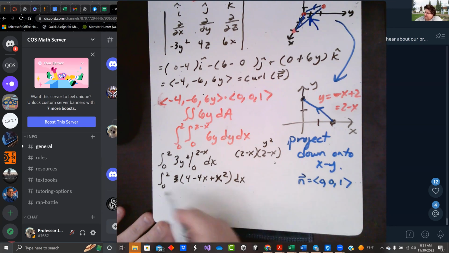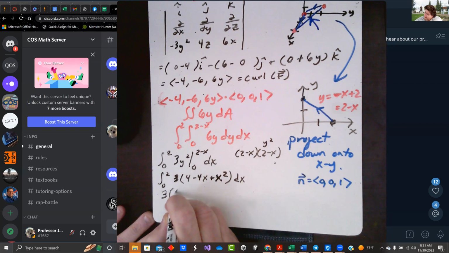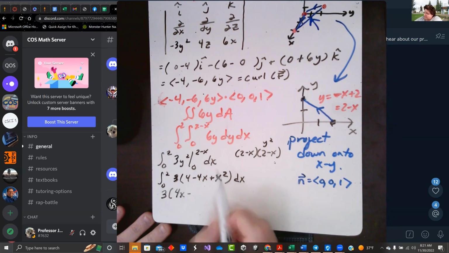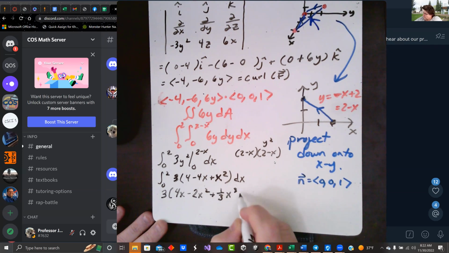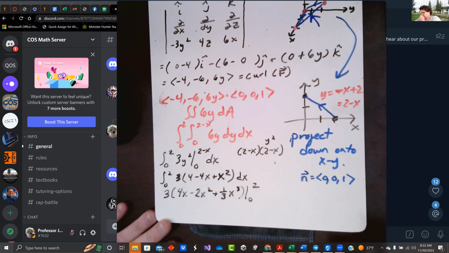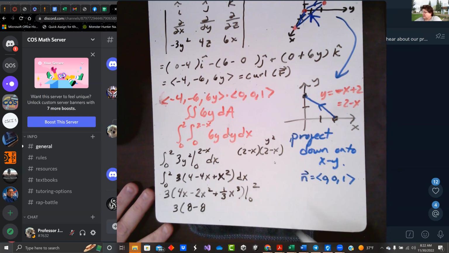I'm going to leave the 3 outside and just integrate so I don't need to write another line. We've got 4x, minus x goes up to x squared divided by 2, so we get 2x squared. And then x squared goes to x cubed divided by 3. We're going from 0 to 2. The 0 part's fairly easy, so we've got 3 times 8 minus 8 plus 1/3 times 8. That goes to 0, and then the 3 times the 1/3 cancel out. This just ends up being 8.